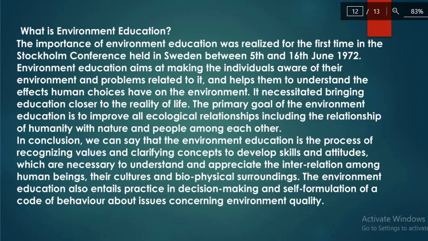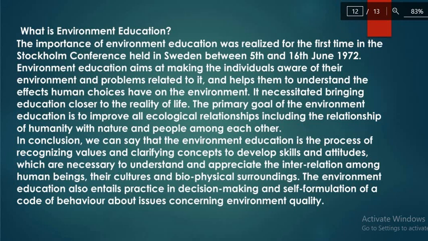Let's talk about environment education. The importance of environment education was realized for the first time in the Stockholm Conference held in Sweden between 5th and 16th June 1972. Environment education aims at making individuals aware of their environment and the problems related to it, and helps them to understand the effect human choices have on the environment.